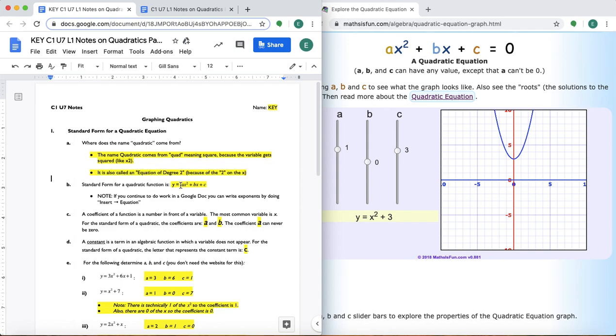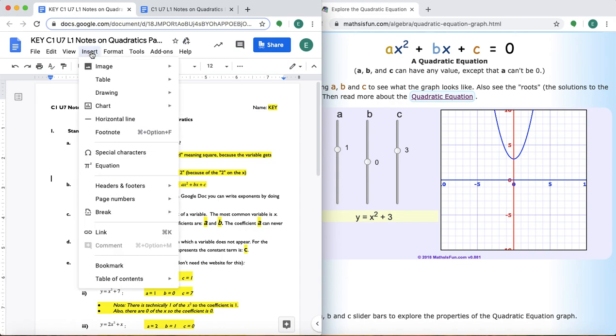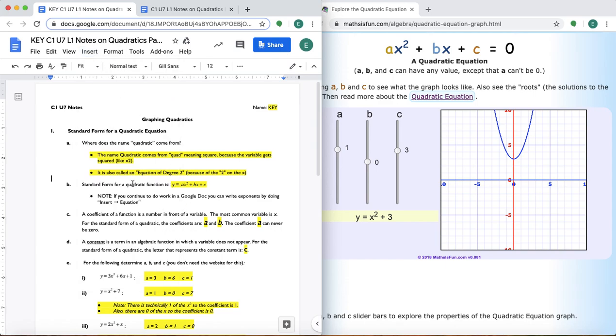All right, so standard form y equals ax squared plus bx plus c. Note, if you continue to do work in a Google Doc, you can write exponents by doing insert equation. So that would be up here. So insert equation. If you were doing it in Microsoft Word, you would want to go up to the very, very top toolbar, and you can insert an equation that way in a similar way as well.